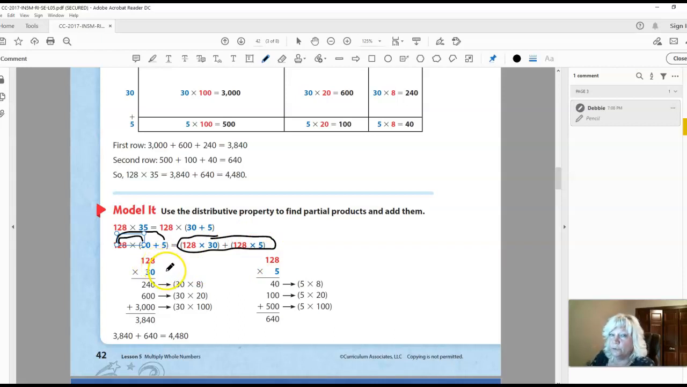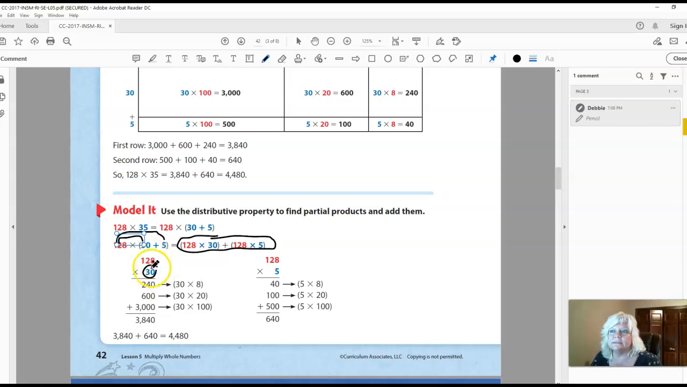Now this is from 4th grade. You might have got some of this before COVID struck and we were home in school. So we don't have any ones down here, so we're not going to go 0 times 8, 0 times 2, 0 times 1. We're not going to do it that traditional algorithm way. What we're going to do is look at this whole 30. And we're going to say this 30 times 8 is right here, and it's 240.